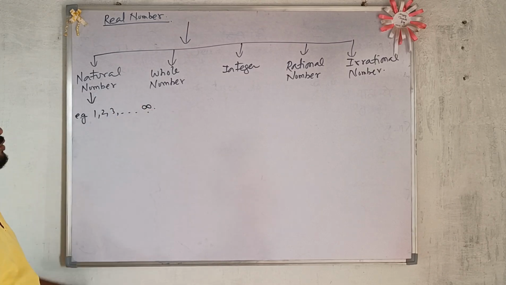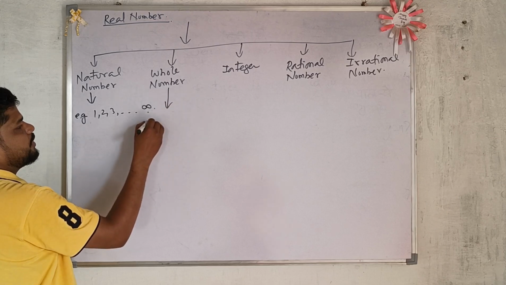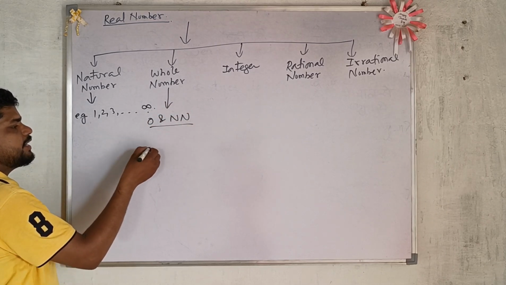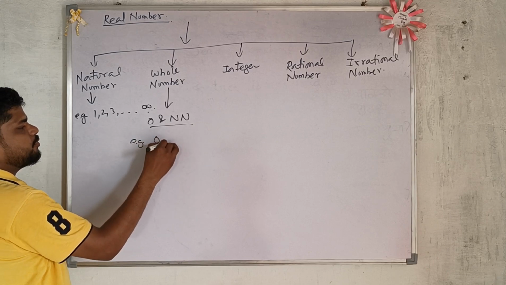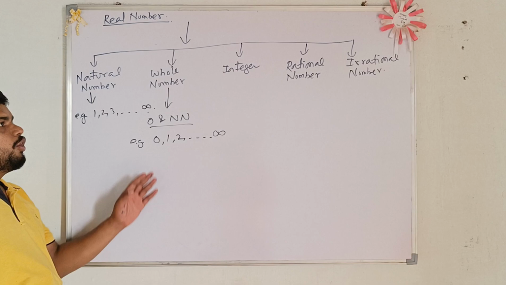What is a whole number? The number 0 with the natural numbers is known as whole numbers. 0 and natural numbers are known as whole numbers. So for example 0, 1, 2, and so on till infinity. These are known as whole numbers.